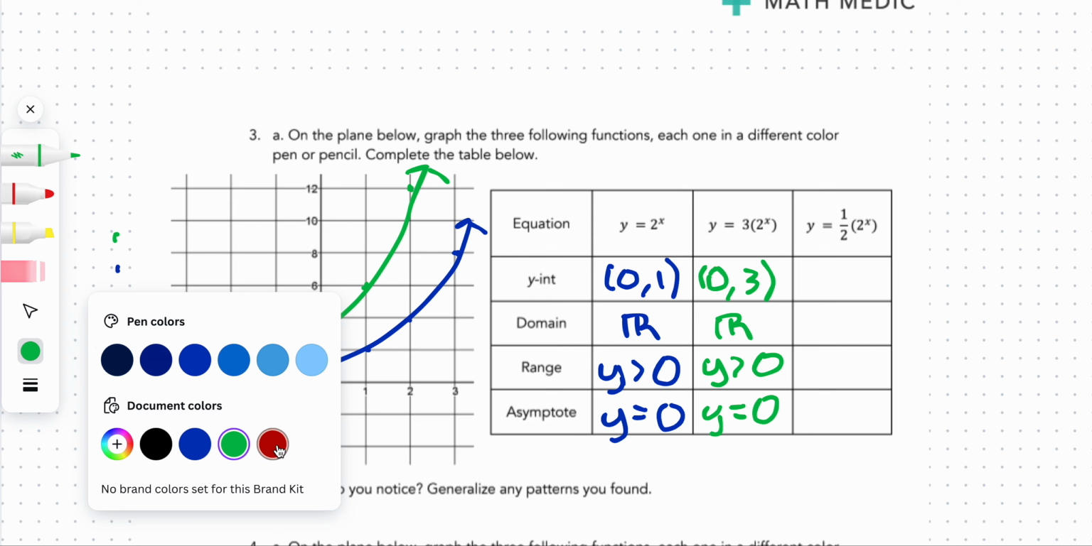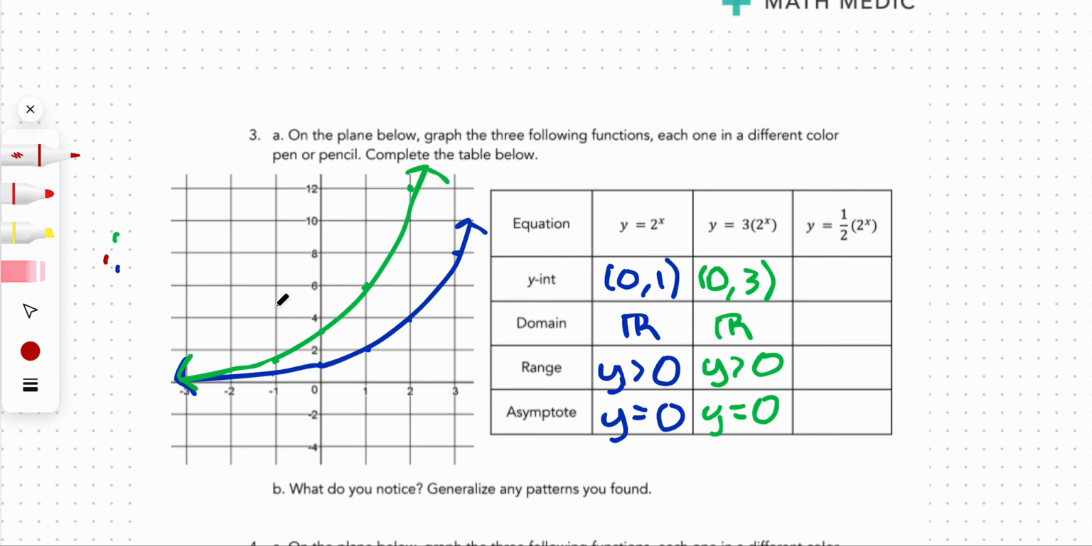Let's do this last one. Y equals 1/2 times 2 to the x power. So to find the y-intercept, you know the deal. We plug in 0 for x. 2 to the 0th power is 1. 1 times 1/2 is 1/2. So our y-intercept is 0, 1/2.